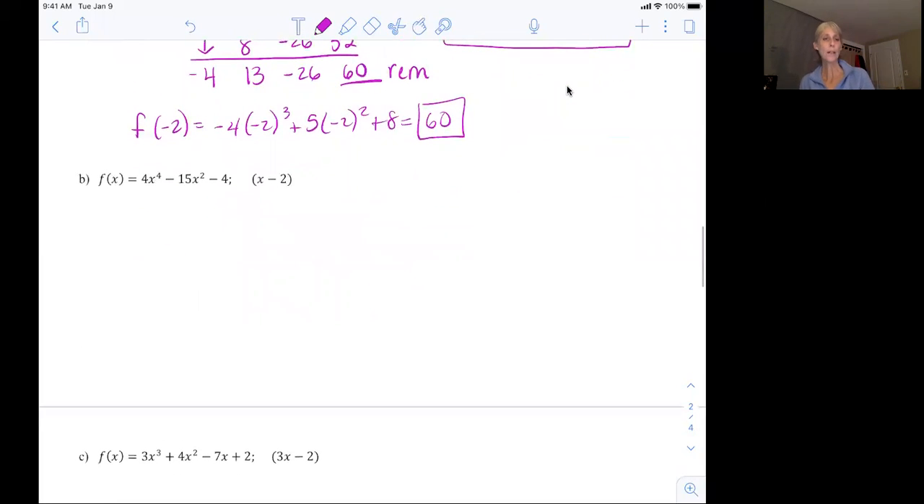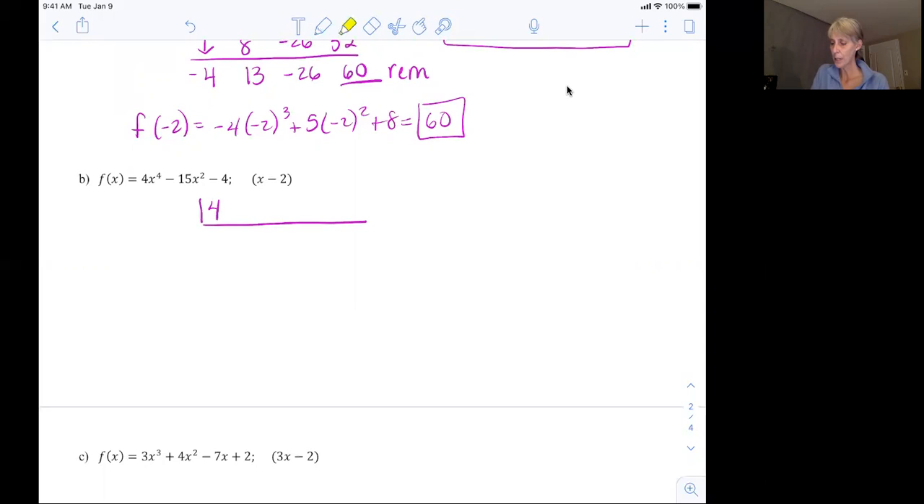Let's look at part B. F of x equals 4x to the 4th minus 15x squared minus 4, and I want to see if x minus 2 is a factor. Remember, you could plug in 2 and see if you get 0 as an answer, or you could set up synthetic division and be one step ahead of the game.